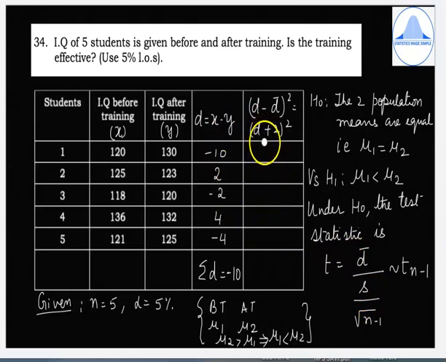So now how do you find out D plus 2 the whole square? It is minus 10 plus 2, which is minus 8. Minus 8 square is 64. Similarly, 2 plus 2 is 4. 4 square is 16. In a similar way, find out D plus 2 whole square for the remaining values. So you will get 36 and then you will get 4. So summation D plus 2 the whole square is equal to 120.